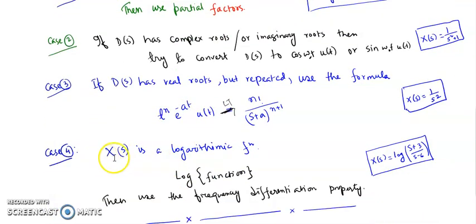In the last case, if X(s) is a logarithmic function, here it will not have the numerator by denominator type of fraction, it will be a logarithmic function. Suppose in this example, X(s) is equal to log of (s plus 3) by (s minus 6). Here there is no numerator and denominator directly, it is a function of log, and for this type of function you have to use the frequency differentiation property of Laplace transform to solve this inverse problem.